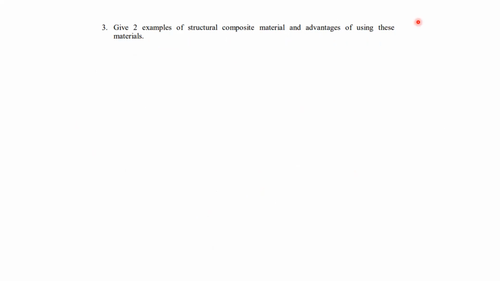So moving on to question 3. Give 2 examples of structural composites and advantages of using these. Can anybody give me an example of a structural composite material? Cardboard, lumber, yeah, it depends what type of lumber. Cardboard, yes. Carbon fiber, no, we wouldn't call that a structural composite. Wood, only if it's in the form of plywood or something like that. But yeah, seems most of you get the general idea.